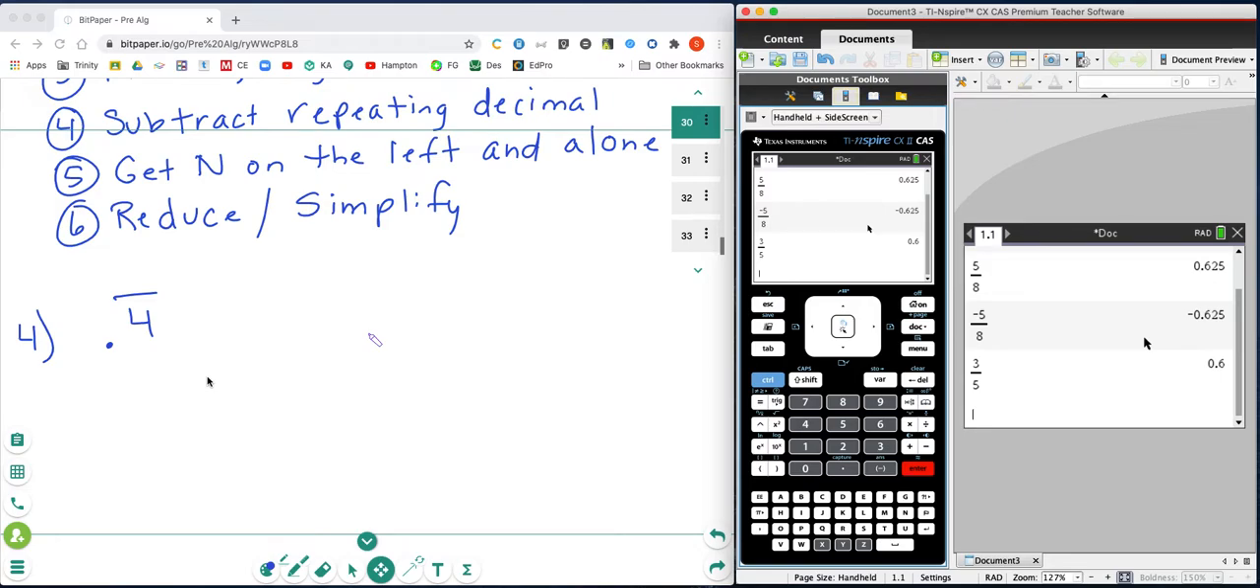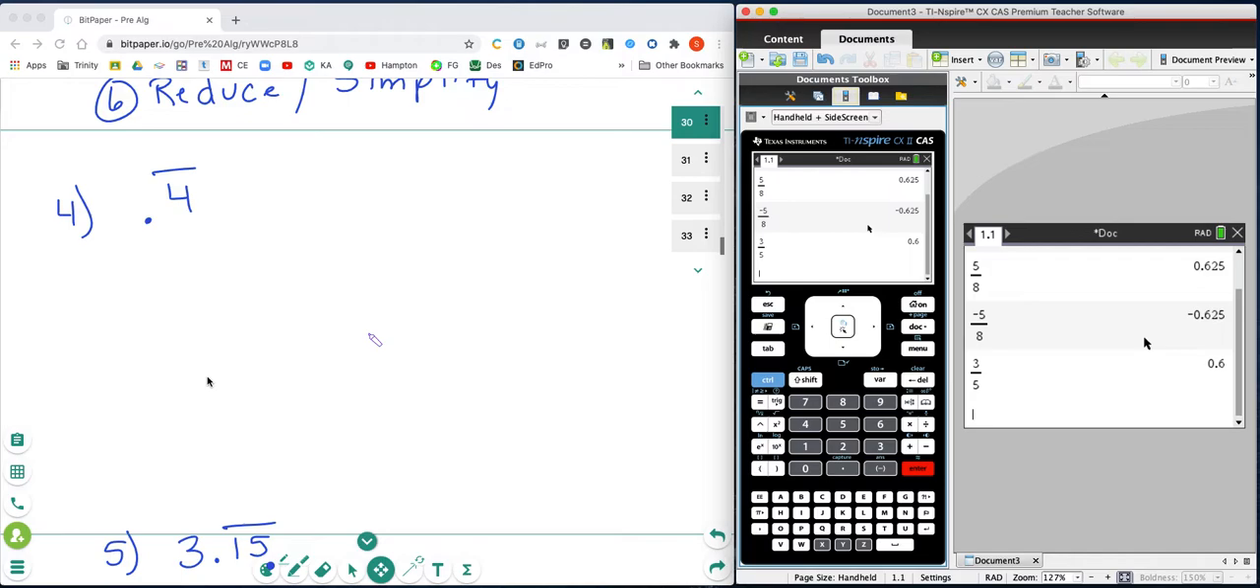The first problem that we have is decimal 4 repeating. The first thing that we're supposed to do is set it equal to n. So we're going to put n is equal to decimal 4, 4, 4, 4, 4. And you're going to write 5 4s to help you remember that it's repeating. It actually goes on for infinity.